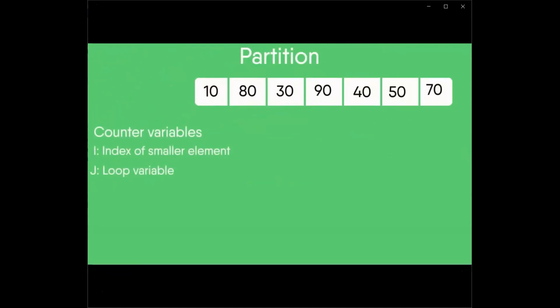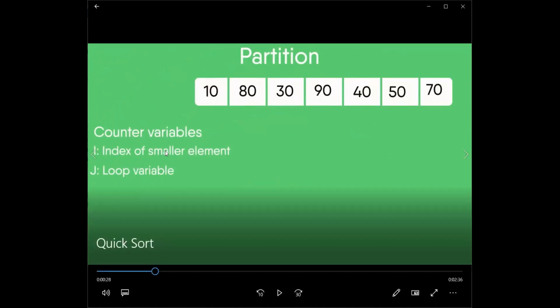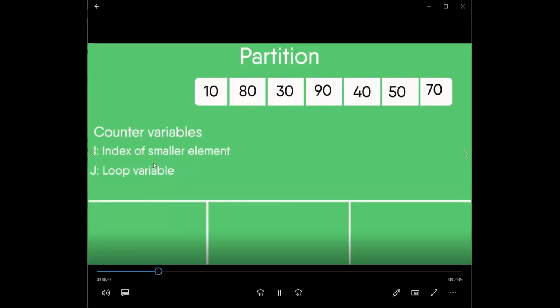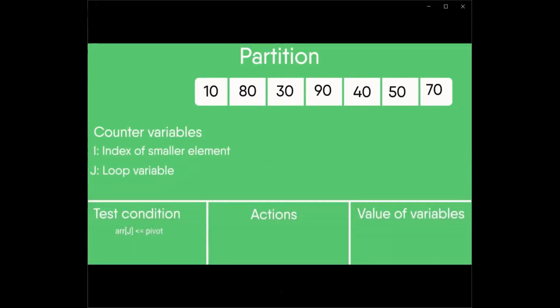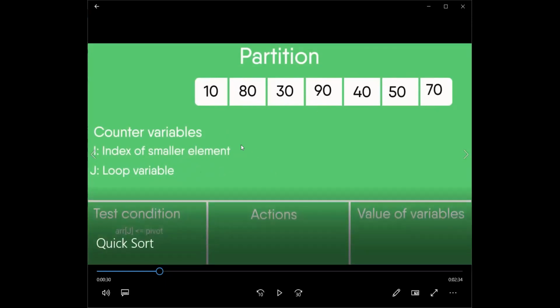So there is this algorithm that is called the heart of quick sort, and this is called partition. Okay, so there are some counter variables: one that will count the index of the smaller element, and the loop variable j. So j will run the loop, and i is the index of the smaller element.